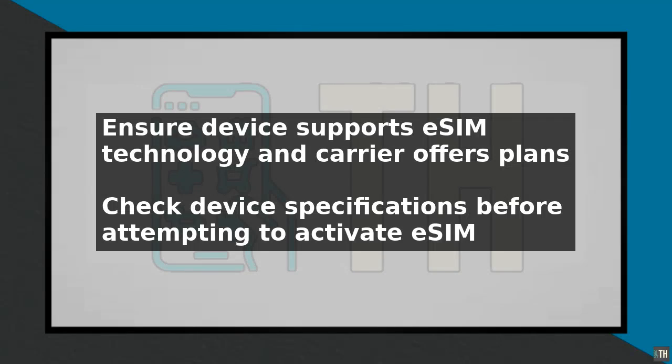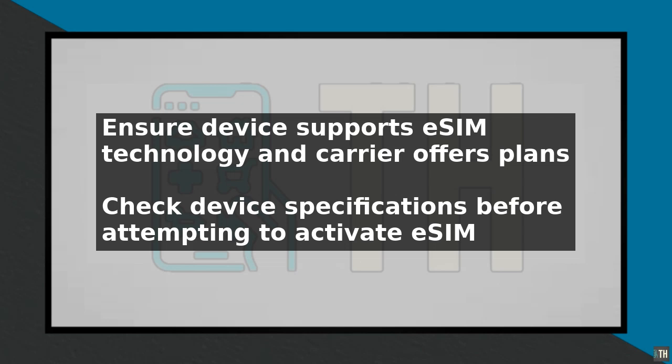Activating eSIM on Android is a straightforward process that allows you to connect to a cellular network without using a physical SIM card. To begin, ensure your Android device supports eSIM technology and that your carrier offers eSIM plans.